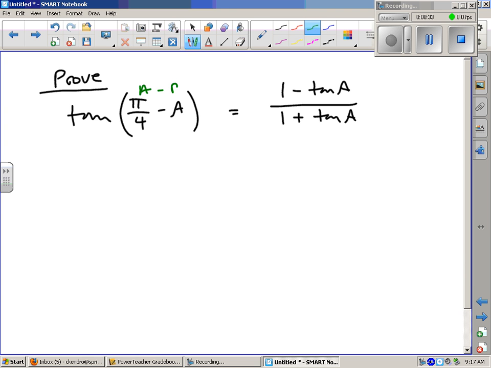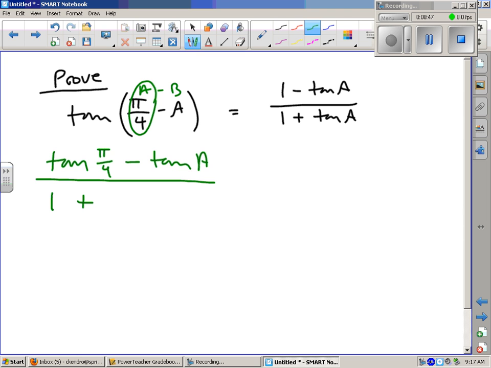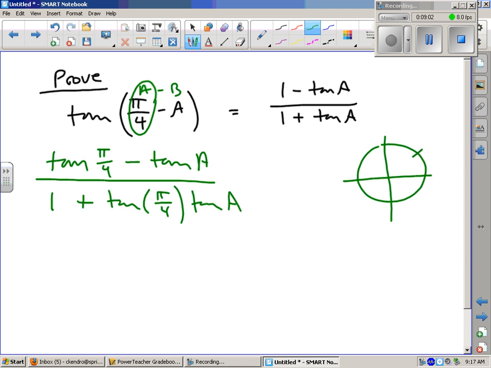This is just like the tangent of a minus b formula. Tangent of a minus b is just tangent of a, but our a is pi over 4, minus tangent of b, but our b now is letter a, over 1 plus tangent a tangent b, but it's technically a. All right, so tangent of pi over 4 on your circle, sine over cosine would be root 2 over 2 over root 2 over 2. Everything cancels down, so it's really just 1. So tangent of pi over 4 is 1.